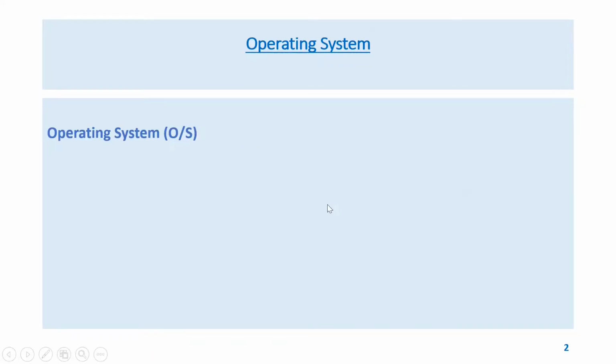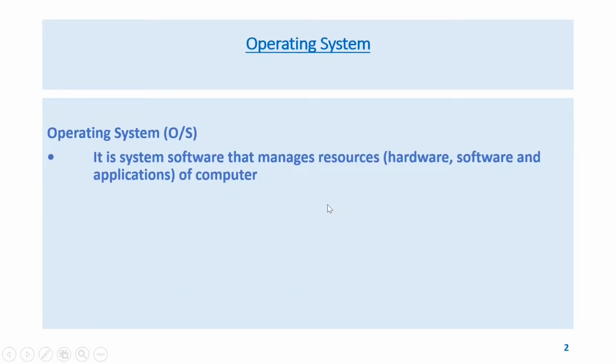Now, let us see some features of the operating system. Operating system is a system software that manages the resources. The resources may be hardware, software, and applications of the computer. So, operating system is a system software that manages the resources of the computer. Whatever the resources may be, operating system manages those resources.